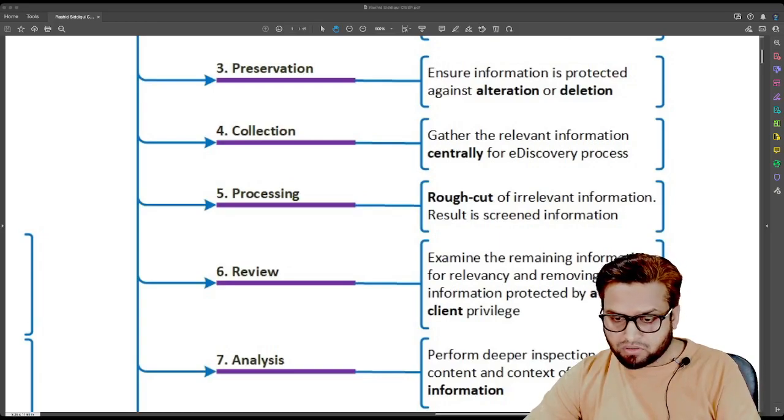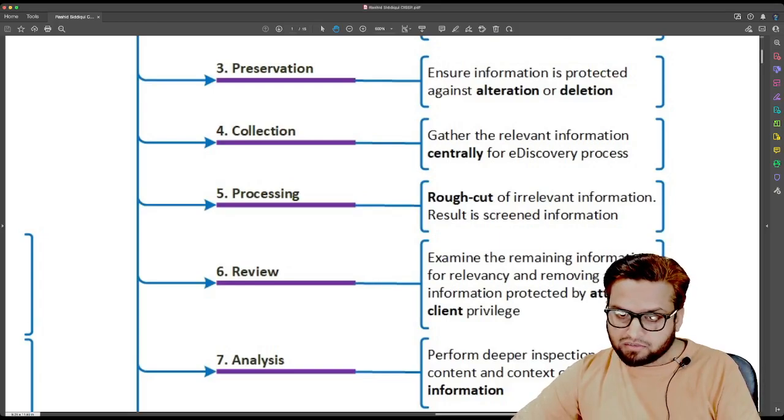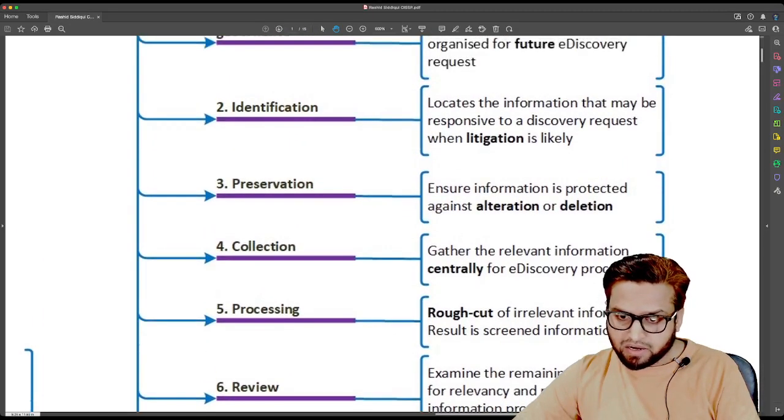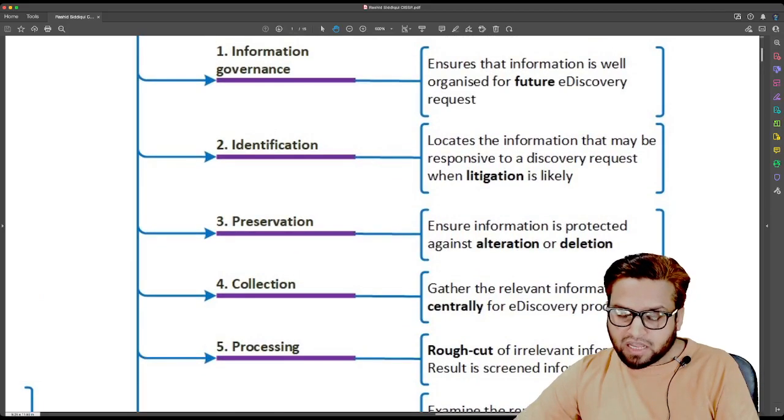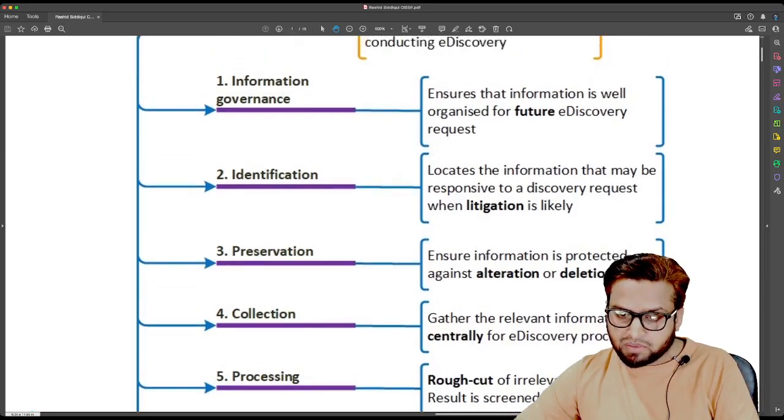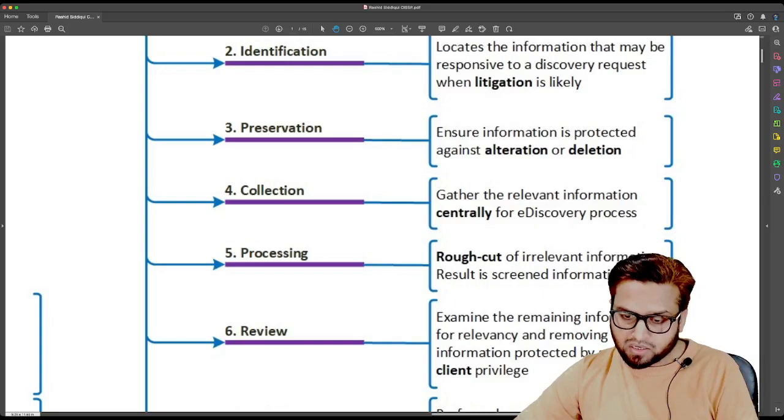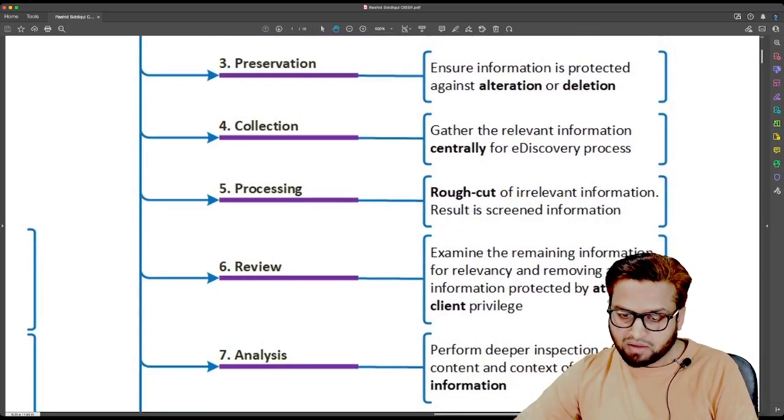And I have also put the things which are required to be memorized, in terms of answering the questions in the exam, in bold. So for processing, you should have this rough cut word in your mind. Collection is gathering centrally, right? Preservation is basically about alteration or deletion. Identification is when litigation is likely to arise, we have to identify the location of information. Information governance is basically about future e-discovery requests. So these bold words are the key things which we should have in mind from an exam perspective.